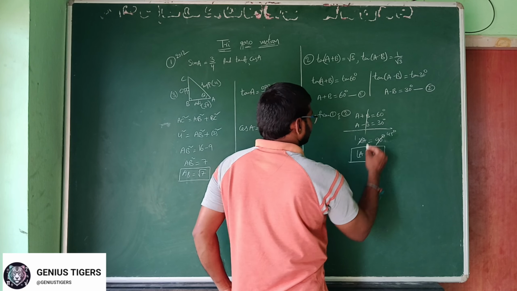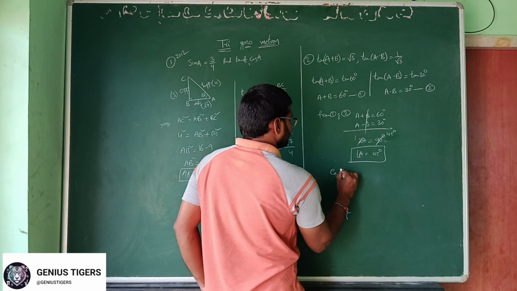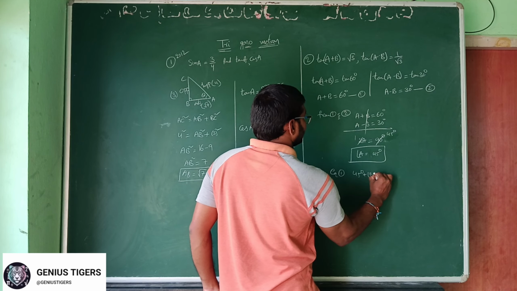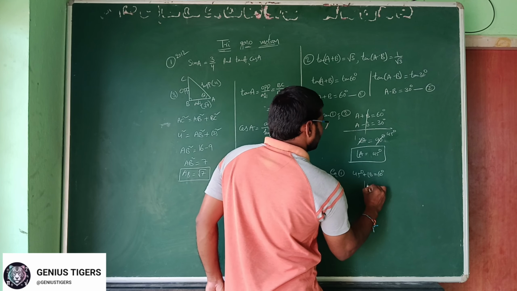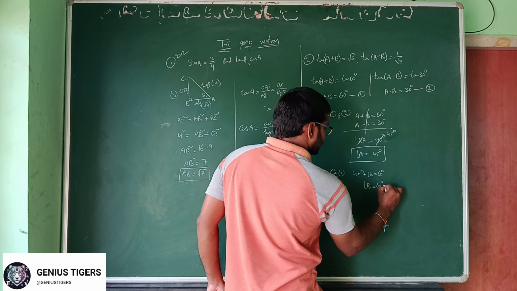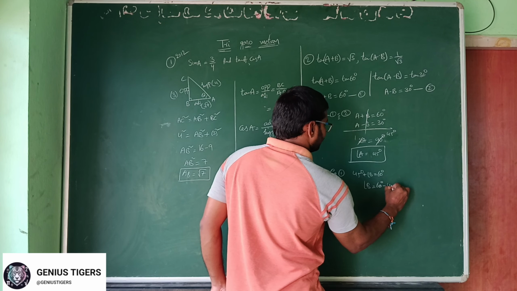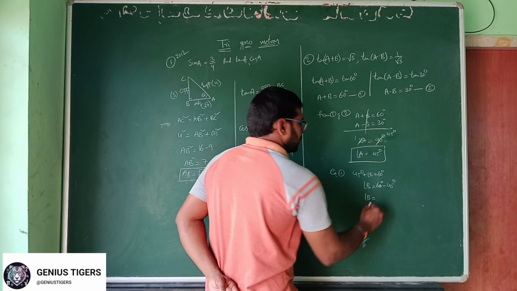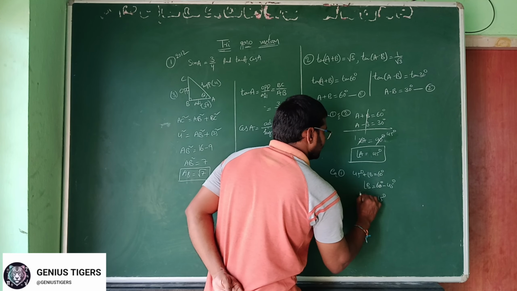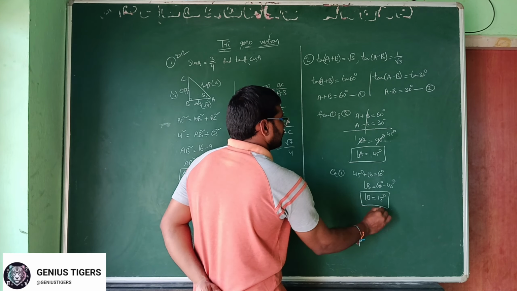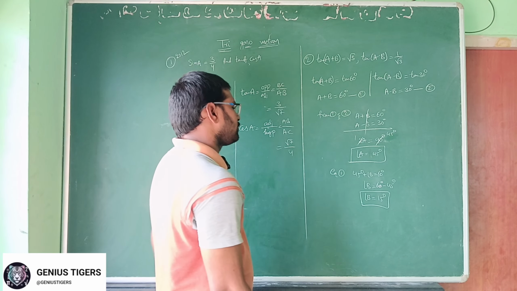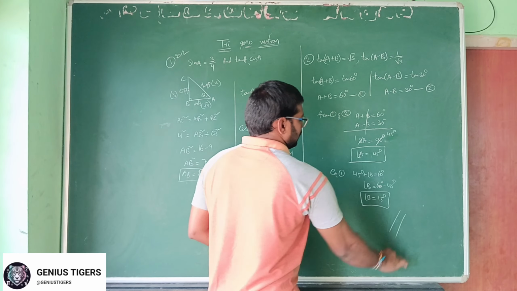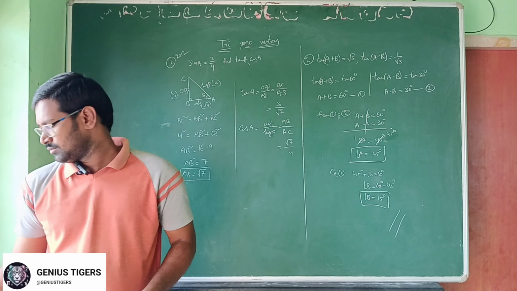Now substitute the A value in equation 1 also. Equation 1 or 2, no problem. 45 plus angle B is equal to 60 degrees. Angle B equal to 60 degrees minus 45. How much, Nana? 15 degrees. Okay, Nana? 15 degrees. Note it down, Nana.